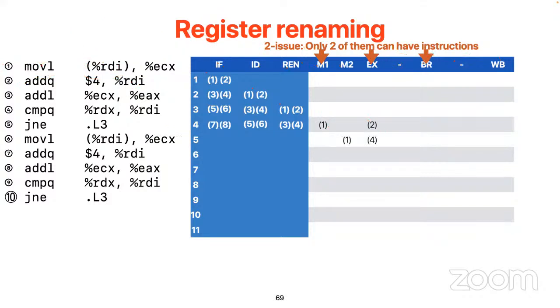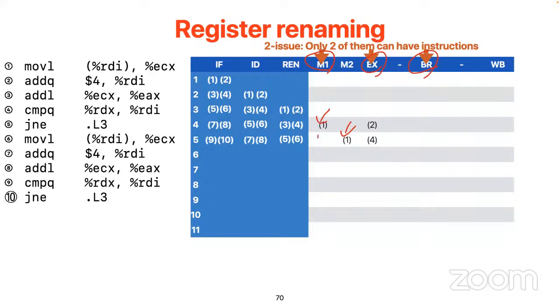Now, for the next cycle, I can fetch another set of instructions, and again, remember, only two of these three stages can have instructions in there. And in the fifth cycle, the first memory instruction is going to the second part of the memory execution. So if you have a new memory instruction that is available for execution, you can put it here.